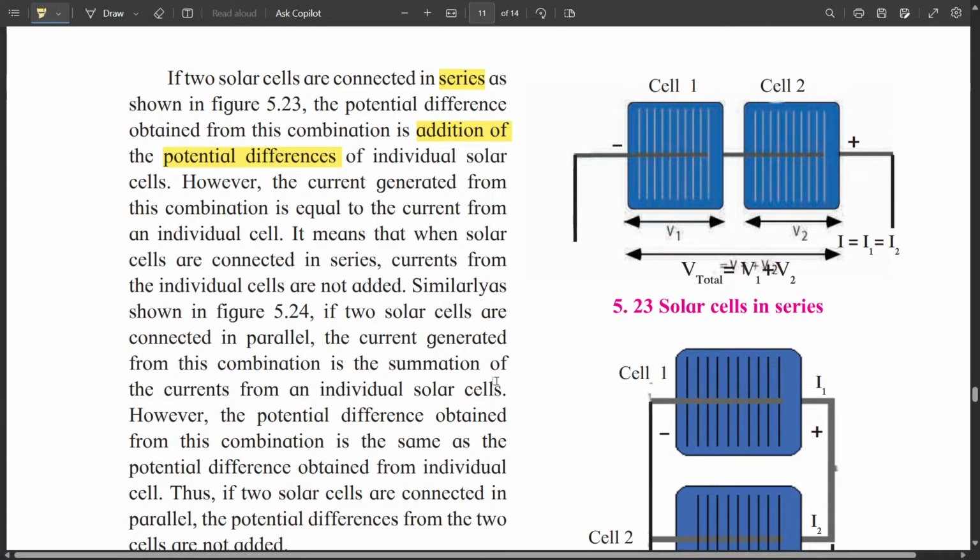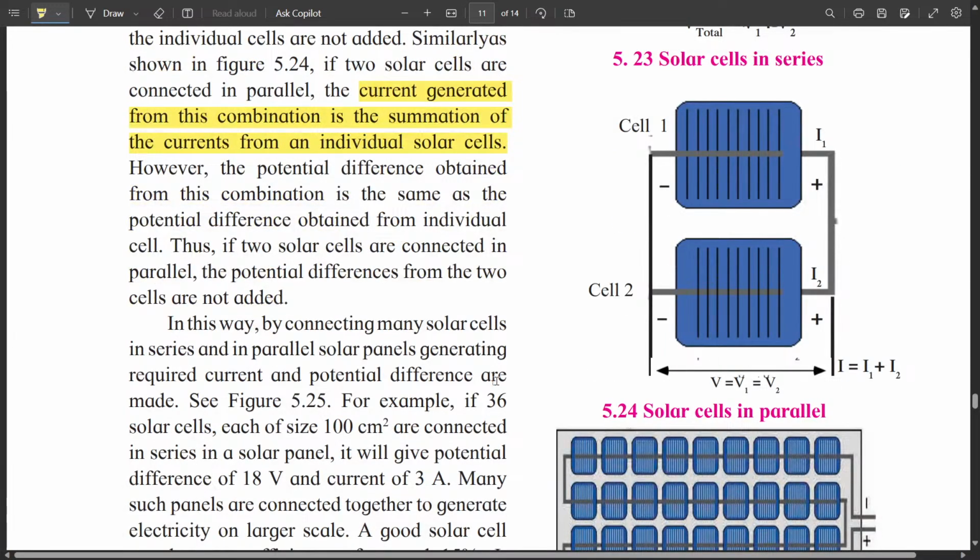Similarly, if the two solar cells are connected in parallel, then the current generated from the combination is the summation of the currents of individual cells. However, the potential difference in the parallel combination remains the same. Thus, if two solar cells are connected in parallel, the potential difference is not added, but the currents are added.